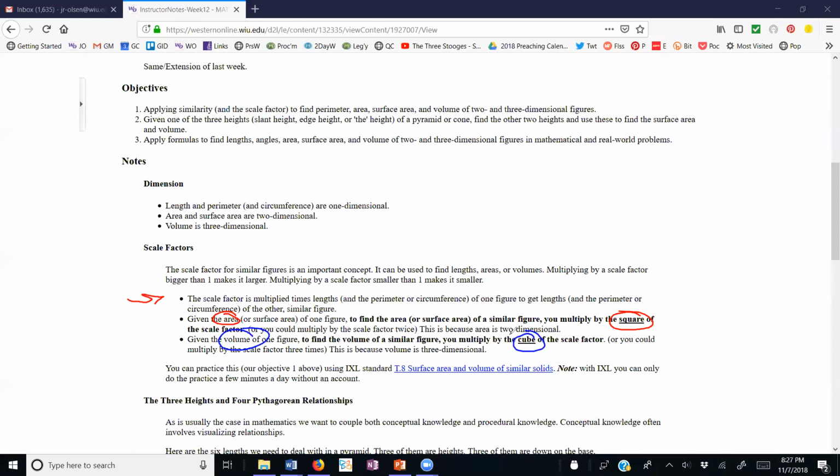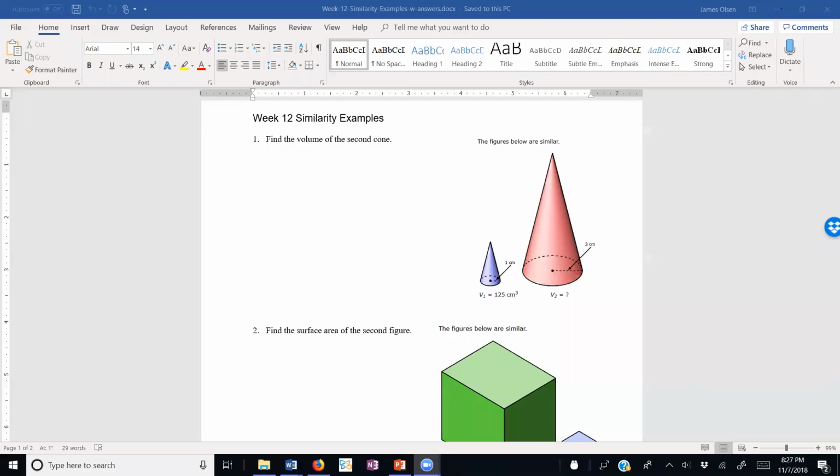Let's look at our examples. These are the week 12 similarity examples. We have two cones in number 1. We have a small blue cone, and we have a large kind of pinkish cone. This does have to do with surface area and volume. However, we are not going to be using the surface area and volume formulas. The small cone has a volume of 125 cubic centimeters. And we need to find the volume of the second cone.